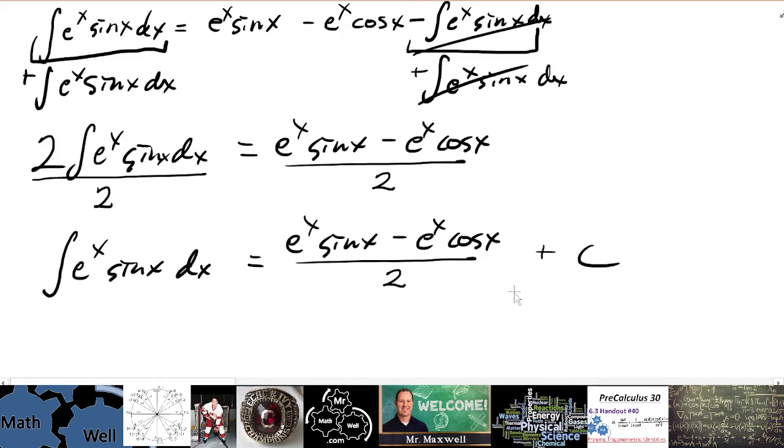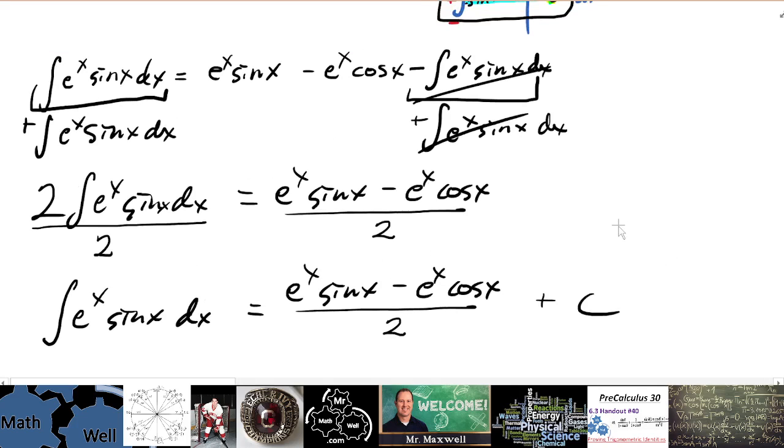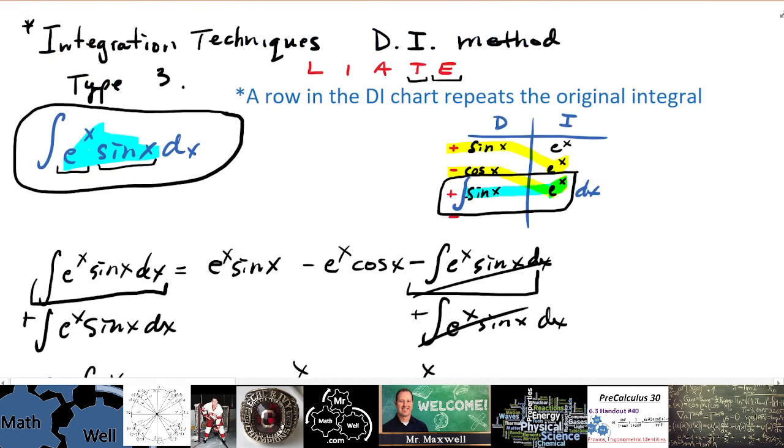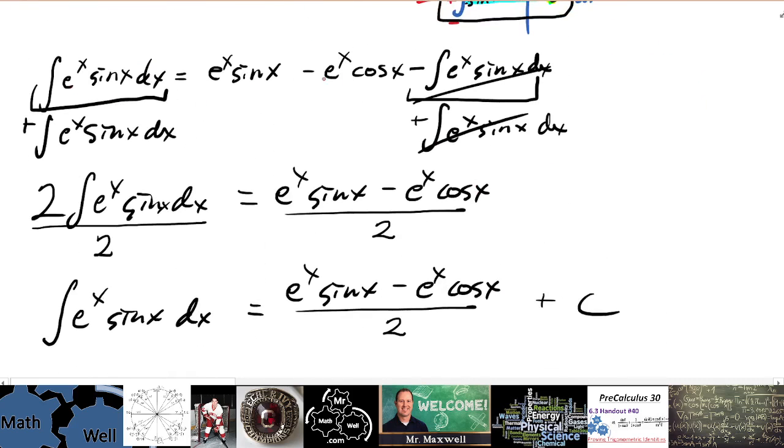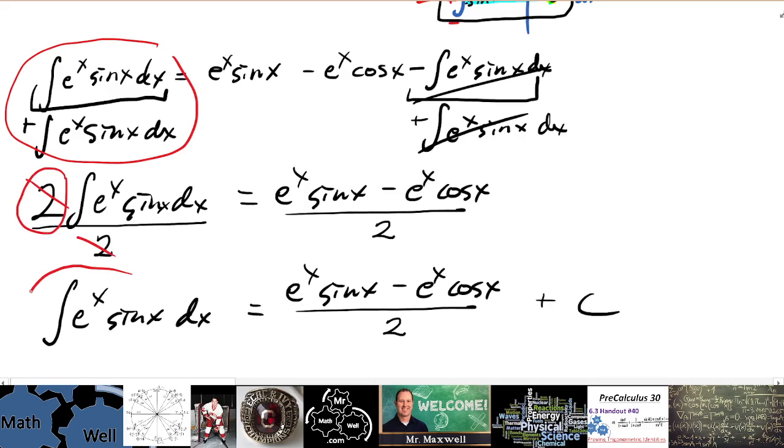Okay, so this is kind of where we were before. So do you see how I do have what this original integral equals? So when a row on your DI chart repeats as the exact same as the original question, then you can show that in your determination here, and then you can actually gather like terms. Now we have 2 of these, divide by 2 to get rid of this 2, and there you go. That's the way you can isolate that.